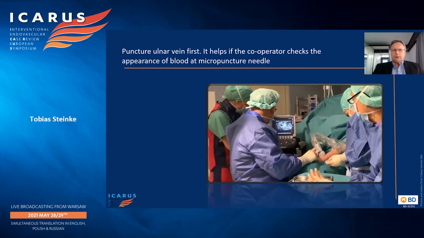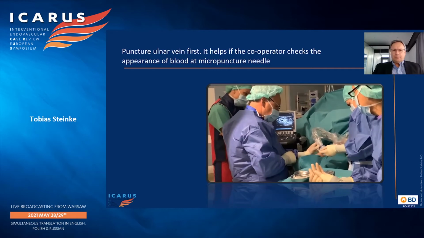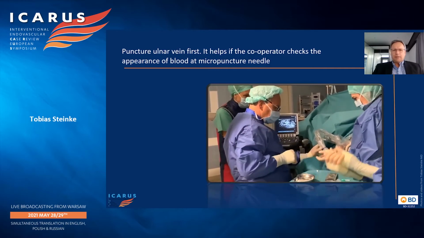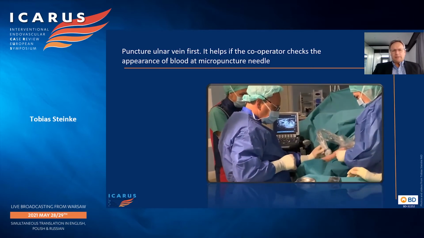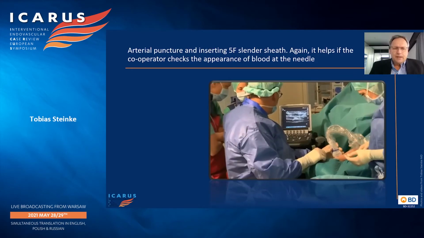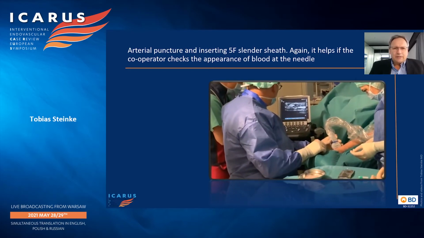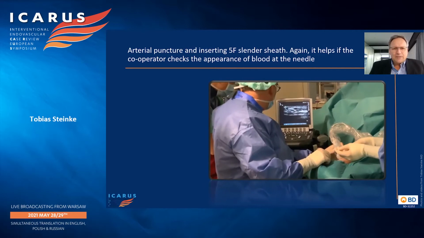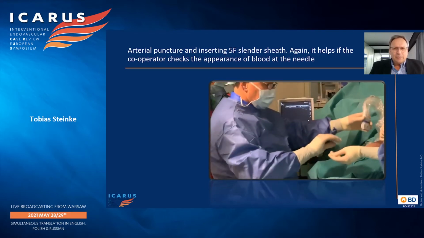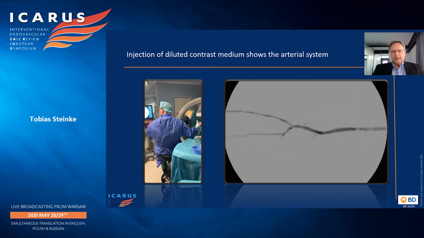In this case, we puncture the ulnar vein first, and it helps if the cooperator checks the appearance of blood at the micropuncture needle so that you can focus on the ultrasound examination and puncturing the vessel. Arterial puncture is done nearly in the same way under ultrasound control, and again it helps a lot if the cooperator checks the appearance of blood at the needle. Then we inject diluted contrast medium to check out the arterial system.